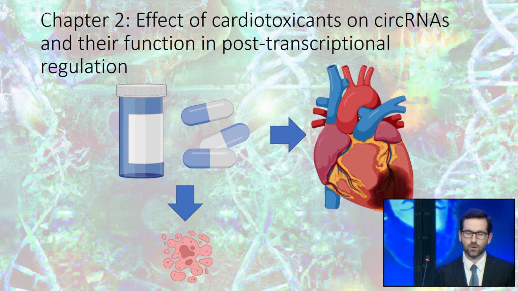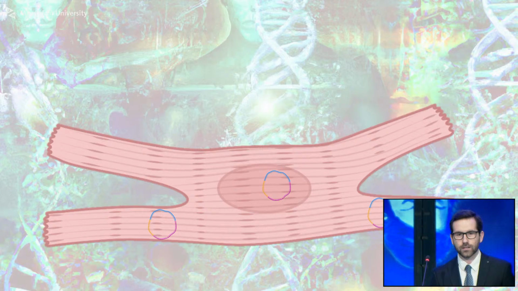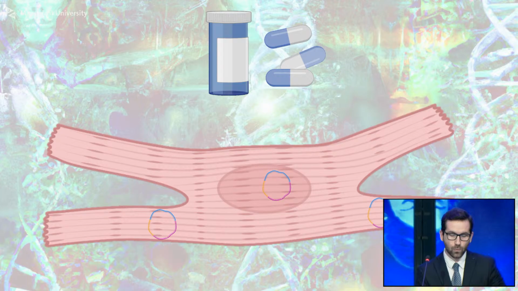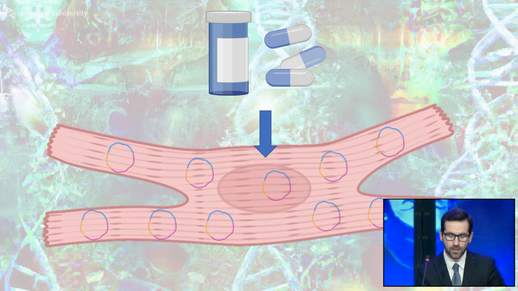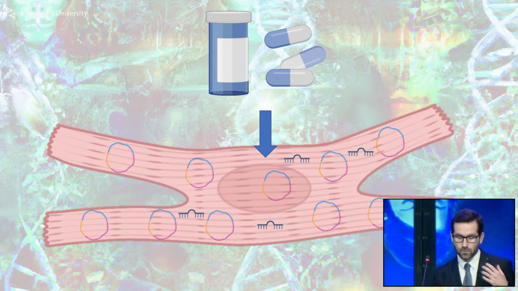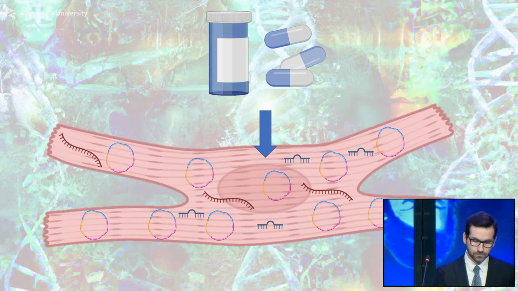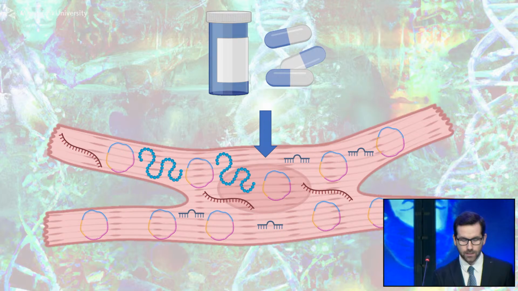Now, obviously, in a cardiac cell, there are already circular RNAs. But what I wanted to study was whether the influence of drugs would actually affect the number or abundance of these circular RNAs. Even further, I also investigated whether the microRNAs that can bind to these circular RNAs are also affected. And therefore, I also wanted to investigate whether the microRNAs are able to target some messenger RNAs. So I also evaluated the abundance of these. And finally, whether the proteins that are coded by these messenger RNAs are also affected in abundance or not.